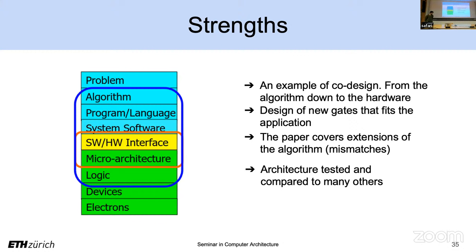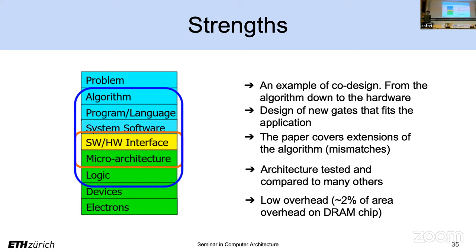And what was a bit of a surprise for me is that they mention a very low overhead in space. It's only 2% more area on the DRAM chip, which they say might be useful for manufacturers, for example, because your chip doesn't get too big. So for me it was a surprise because they put such a circuit on each bit line, as we saw. So I did not expect such a low overhead.